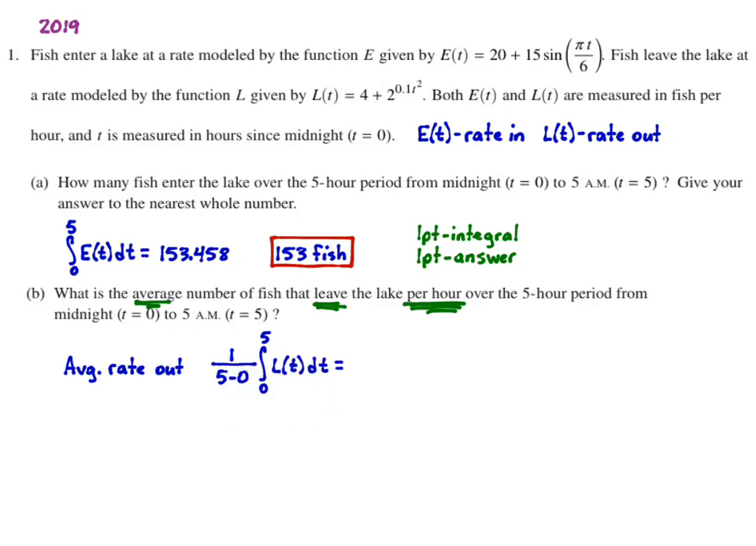So plugging that into my calculator, I end up with 6.059. The point values on this: you would get 1 point for having the correct integral. So if you use the integral from 0 to 5 of L of t dt, then you get that point, and then you would get 1 point for the final answer.